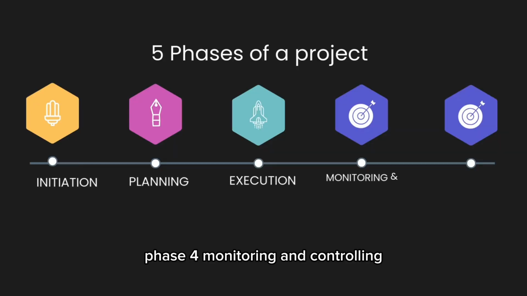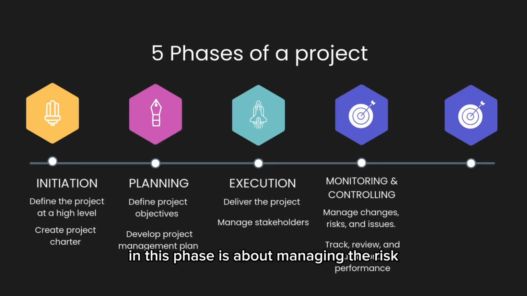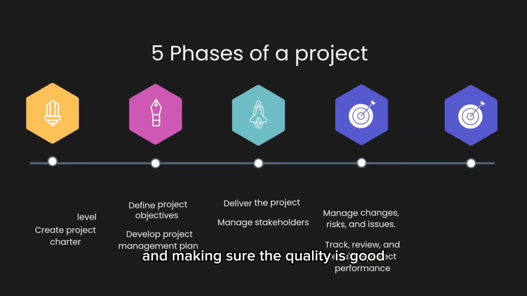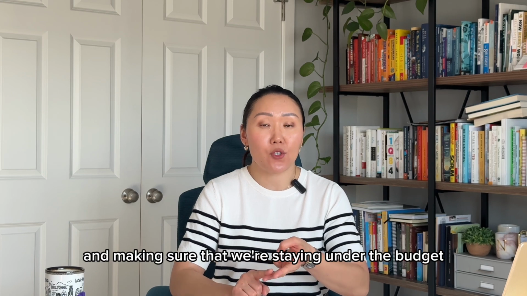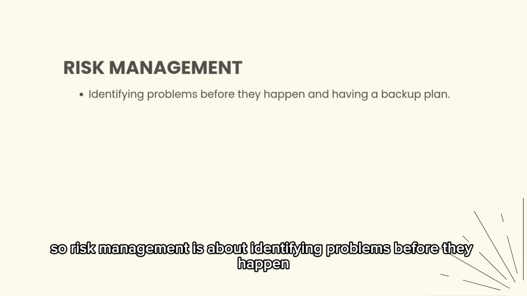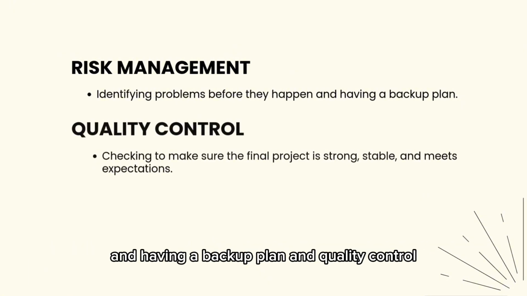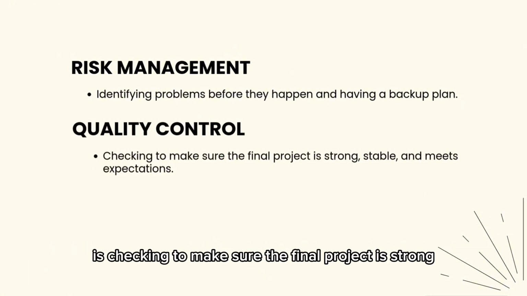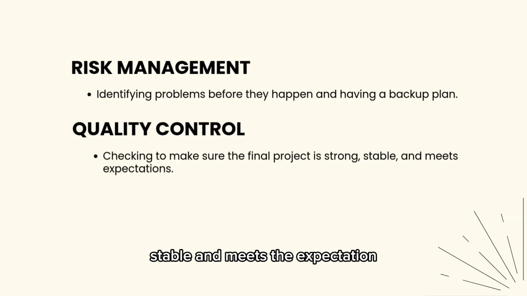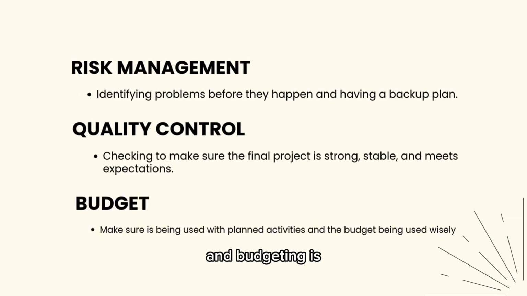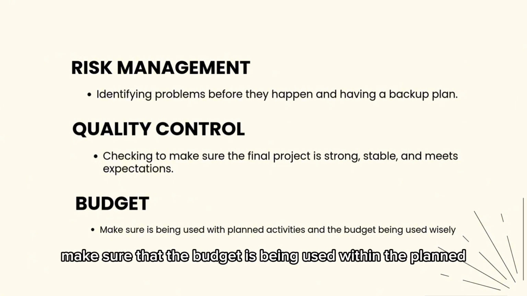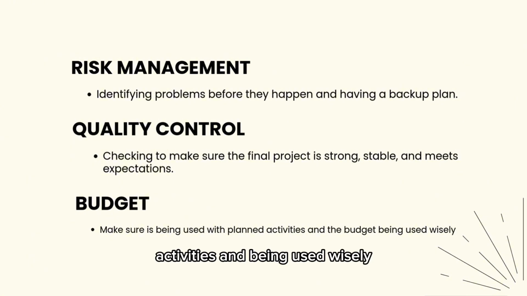Phase 4, monitoring and controlling. In this phase, it's about managing the risk and making sure the quality is good and making sure that we're staying under the budget. So risk management is about identifying problems before they happen and having a backup plan. And quality control is checking to make sure the final project is strong, stable, and meets the expectations. And budgeting is making sure that the budget is being used within the planned activities and being used wisely.